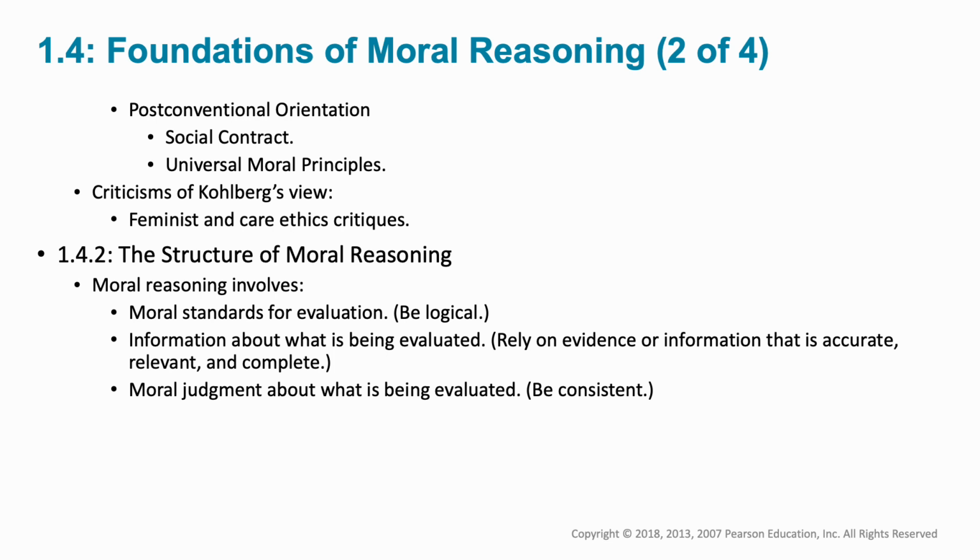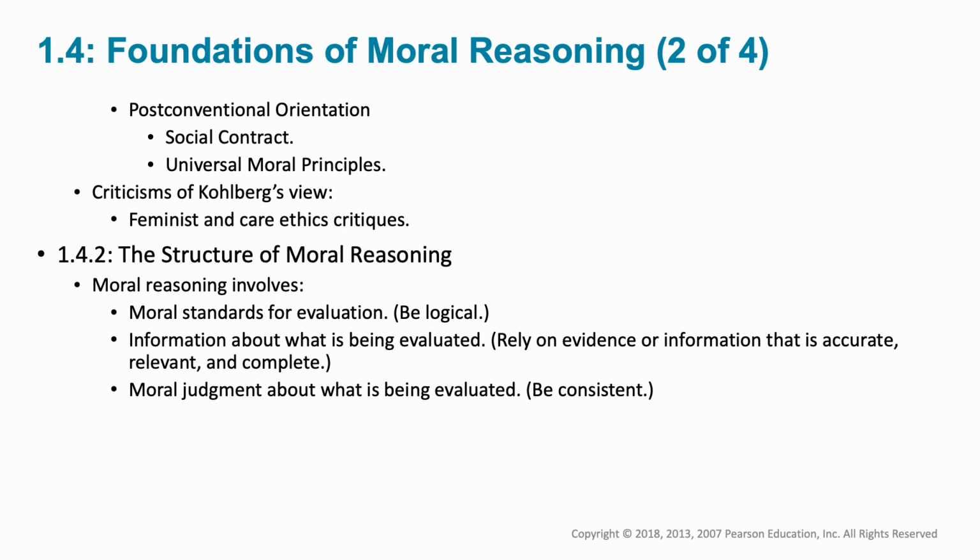Kohlberg also argues that in the post-conventional level, what we're looking at is social contracts, how we relate to each other, and what some universal moral principles are that, again, are addressed in an impartial way. This is the level that we should aspire to: post-conventional is better than conventional, and conventional is better than pre-conventional. It's a very hierarchical approach.